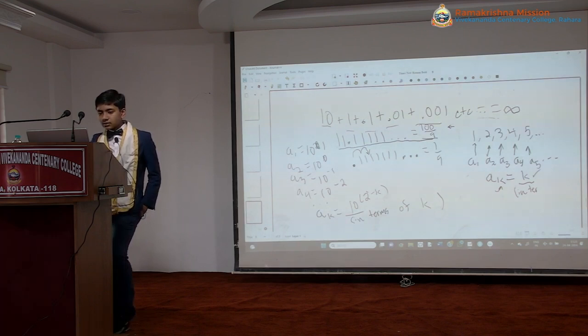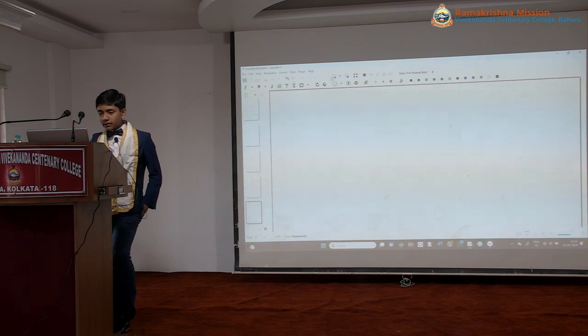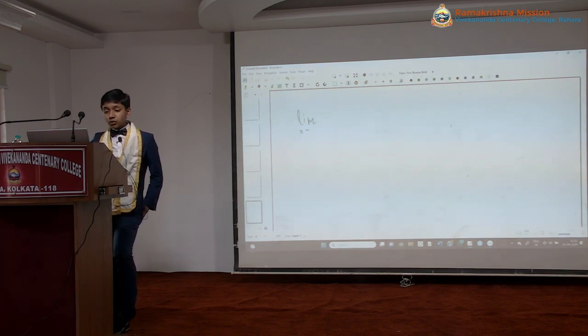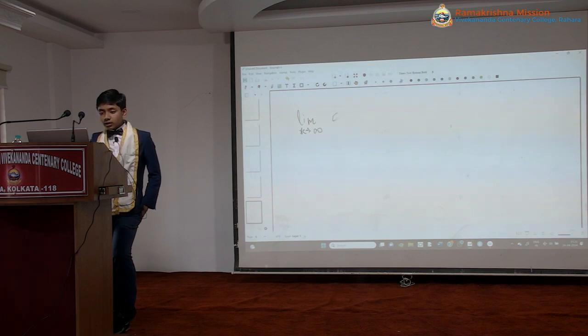Well, let's see. Let's figure out this page button. All right. So, this is determined by this. The limit as k approaches infinity of the ratio of a of k over a of k minus 1 must be equal to n, which is less than 1. Or we can just say this must be less than 1.